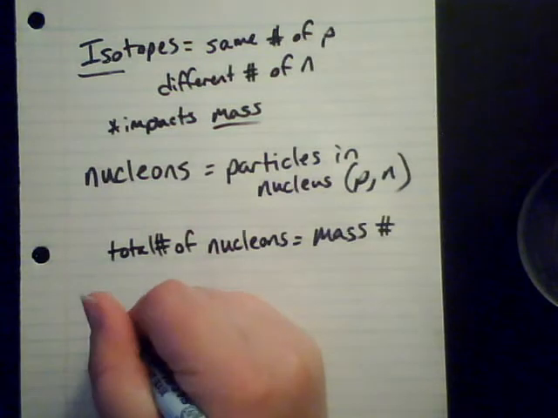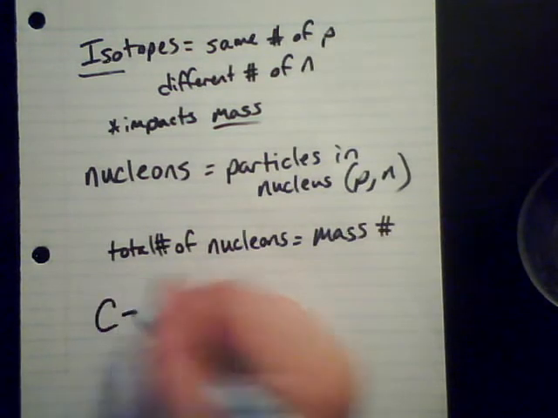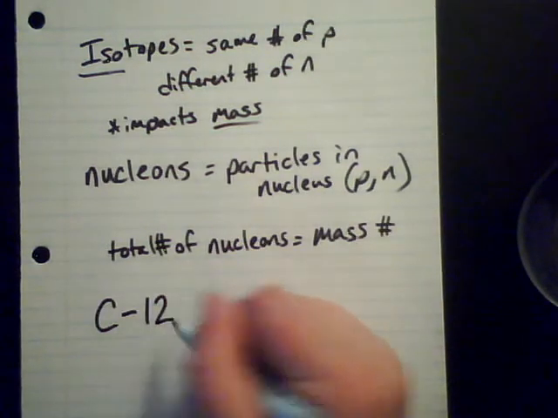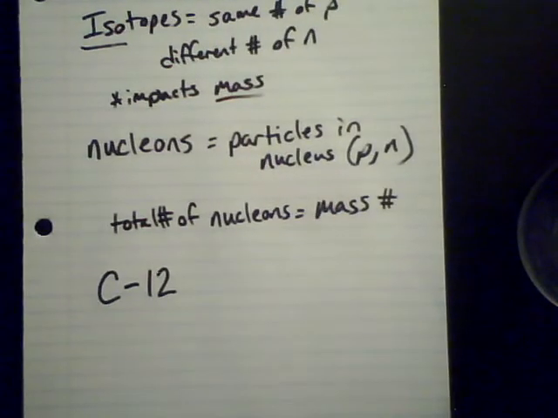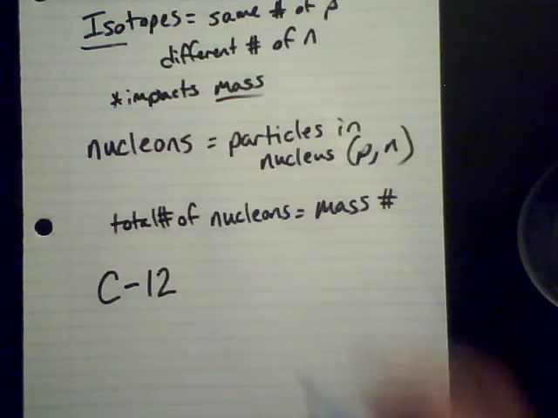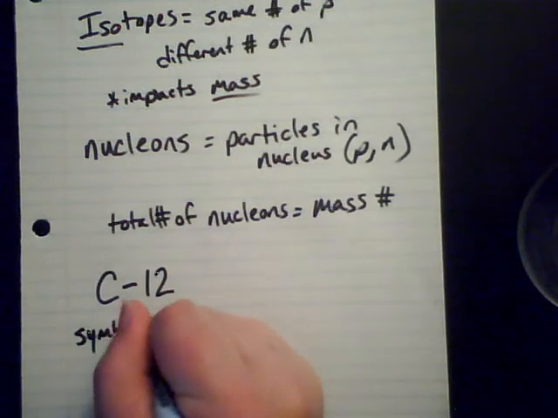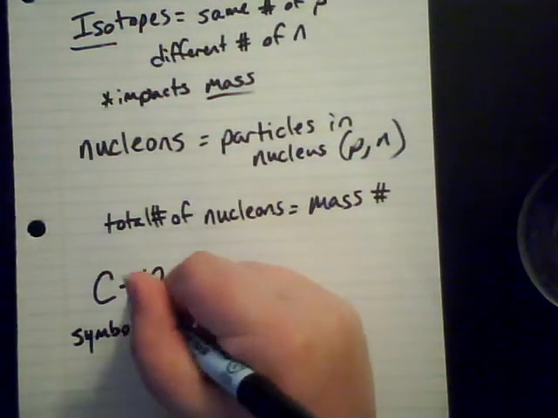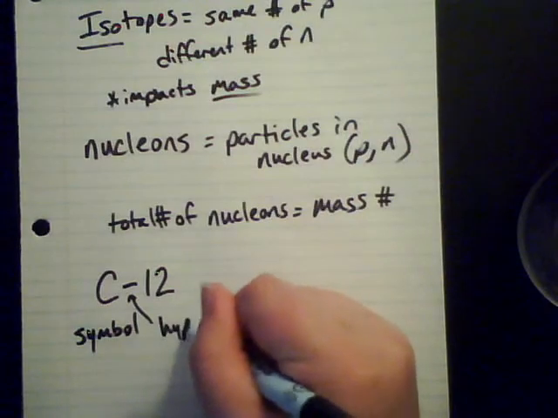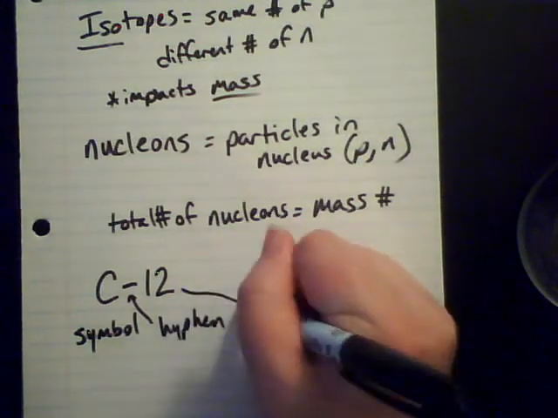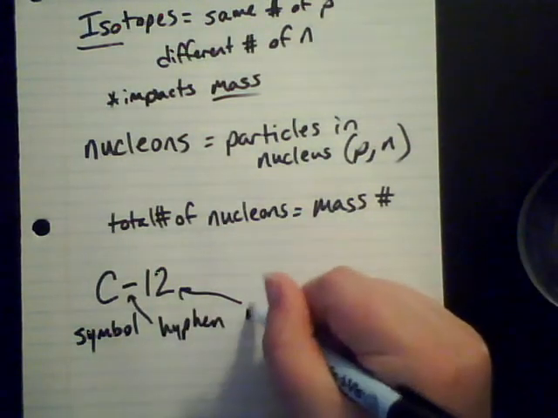For example, one of the common isotopes of carbon is carbon-12. And you can write the isotope symbols a couple different ways. You can write it like this, where you have the symbol, and then this is a hyphen, not a minus sign. And then this is your mass number.